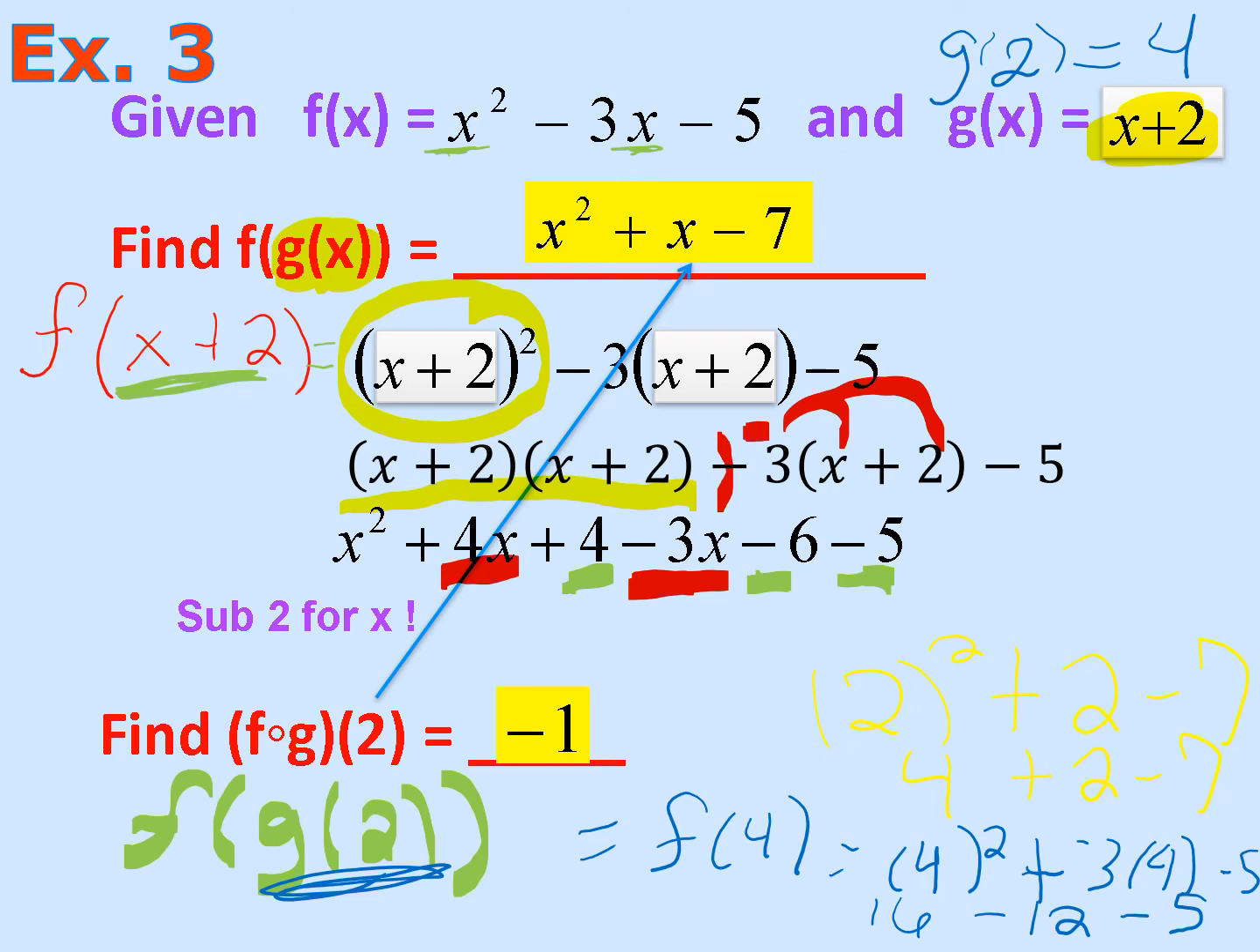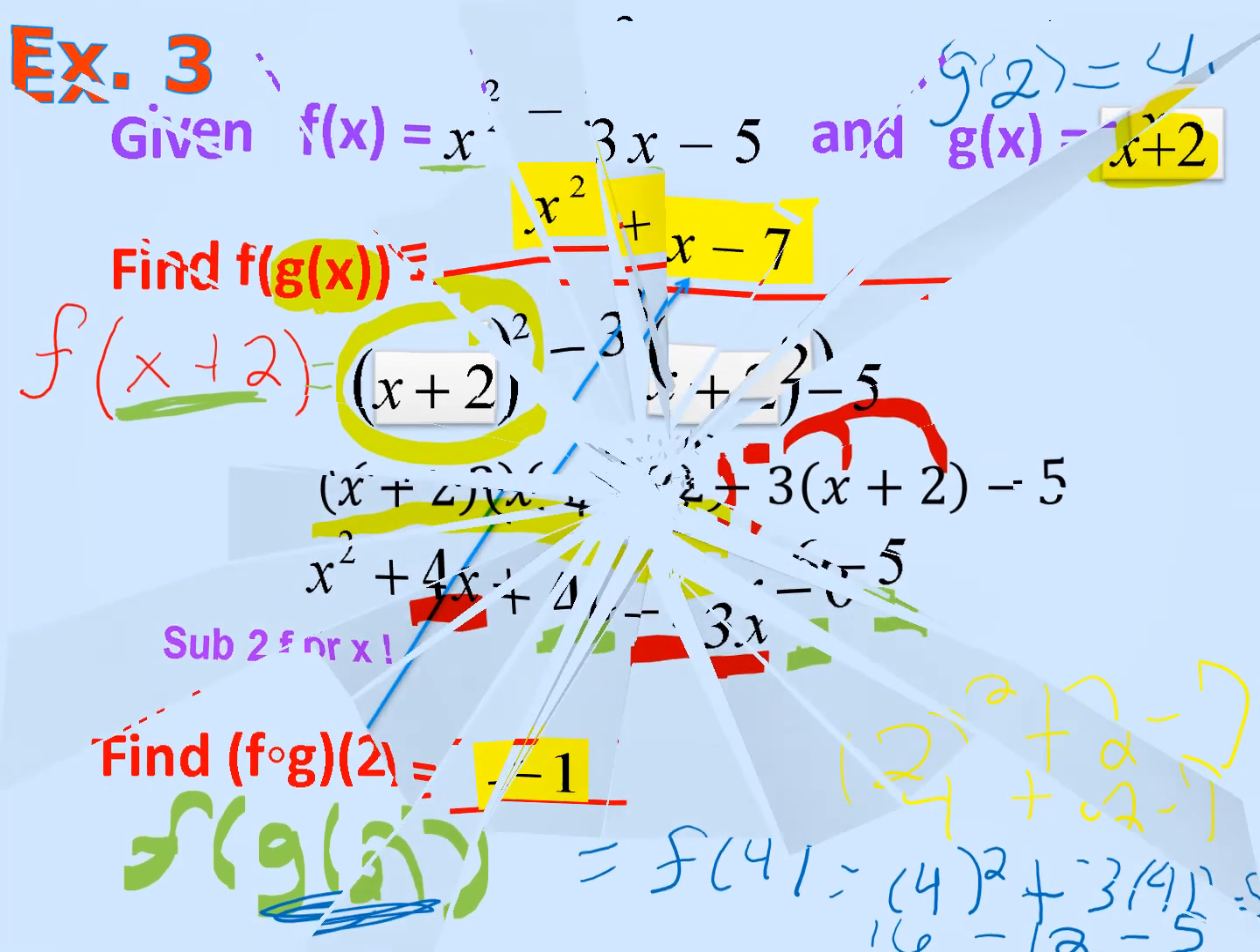So 16 minus 12 is 4. 4 minus 5 is negative 1. So it doesn't matter if you plug it into the inside function and then plug that into the outside function, or if you find the composition and just plug it into the composition. Both ways are going to give you the correct answer.